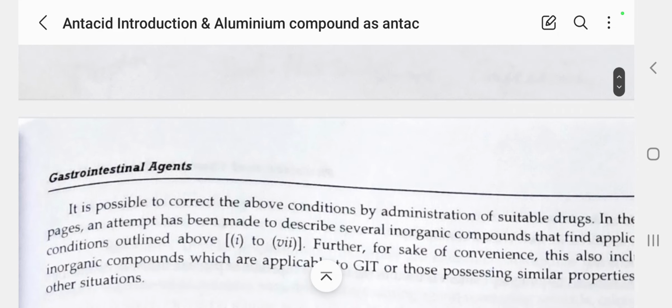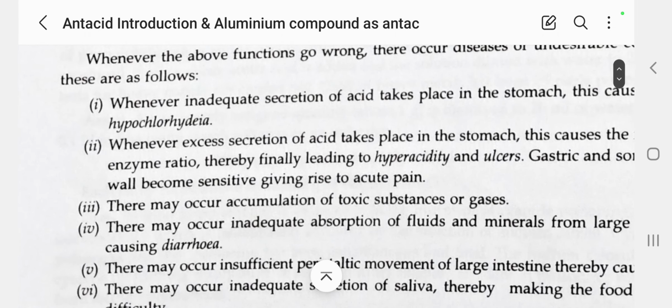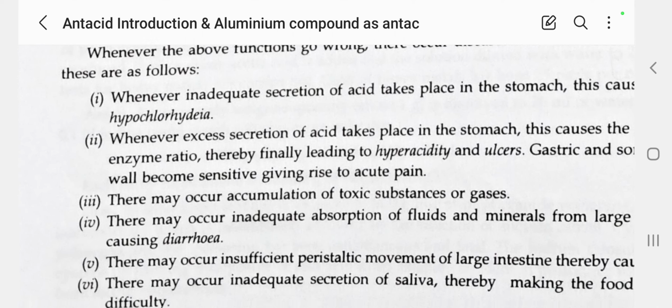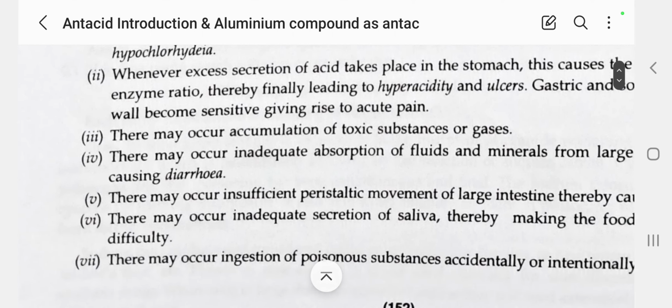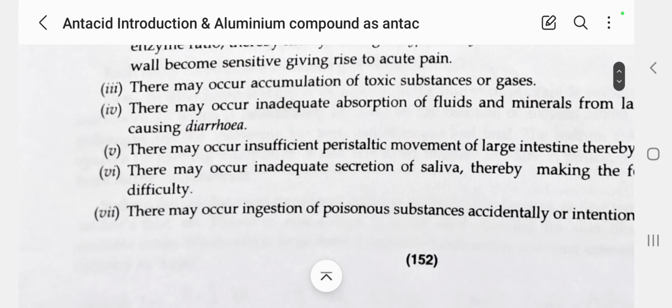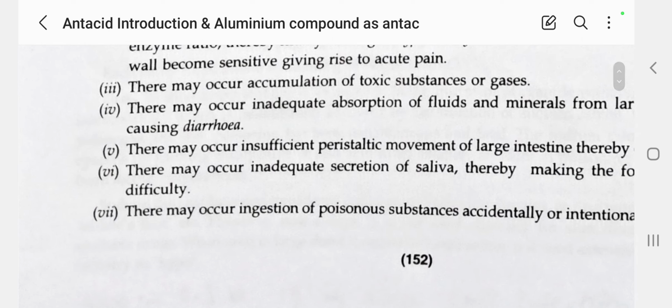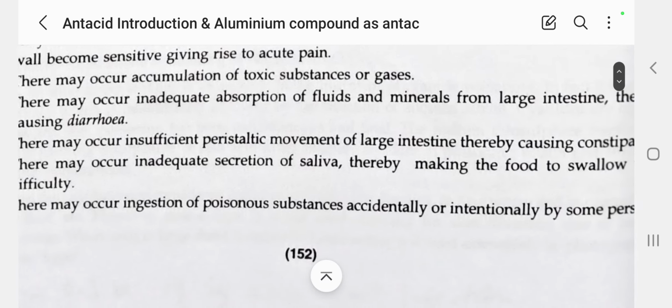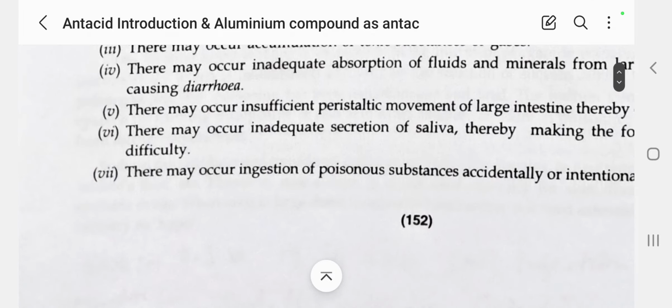So what are the problems or difficulties? The absence of hydrochloric acid or insufficient secretion of hydrochloric acid means accumulation of toxic substances or gases, and inadequate absorption of fluid or mineral from the large intestine, causing diarrhea. In some, there is improper peristaltic movement of the large intestine, thereby causing constipation, and there may occur inadequate secretion of saliva, thereby making the food difficult to swallow.